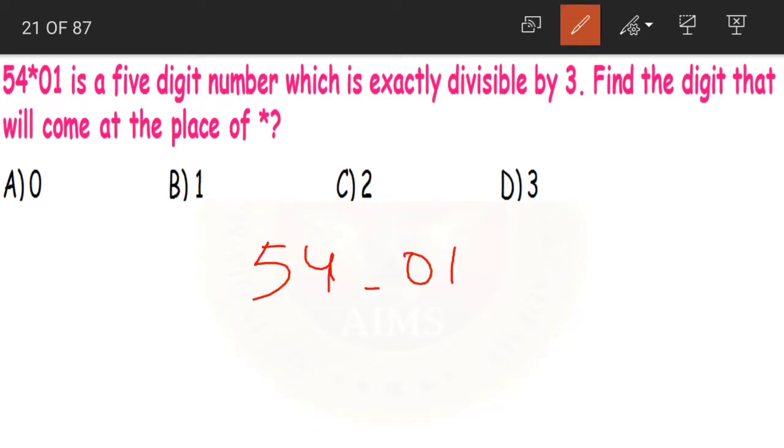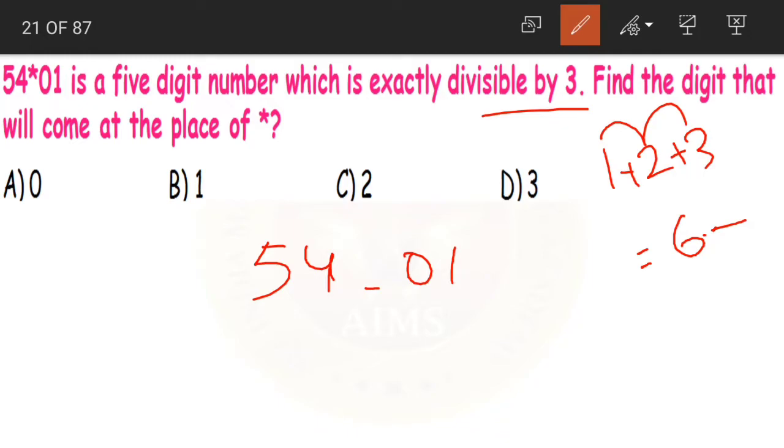54*01 is a 5-digit number which is exactly divisible by 3. Find the digit that will come in place of the star. Now, what is the divisibility rule of 3? Suppose I have a number 123, and when I add all the digits, 1 plus 2 is equal to 3, 3 plus 3 is 6.